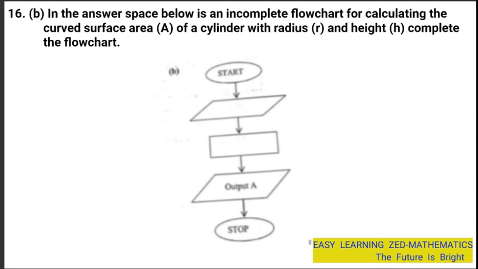Once you have done that, then the next thing you're going to do, in the next box, you're going to enter the formula of the area, which is going to be area is equal to 2 pi r h. So that is what you need to enter, and that's how you are supposed to answer that question. We go to question number 17.